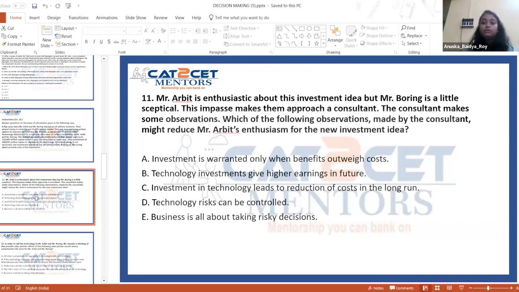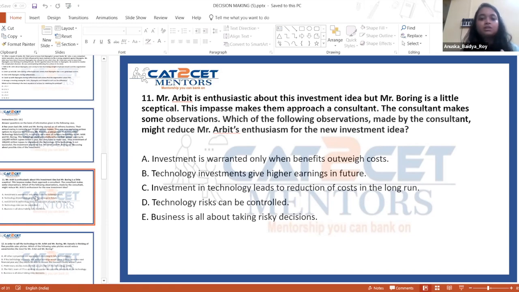Okay, so again, read the question very carefully. We have to find an option that might reduce Mr. A's enthusiasm for the new investment idea. So we want the option that makes them not invest in the idea. Okay, am I clear? We want an option that makes them not invest in the idea. Okay, now next step, use POE.